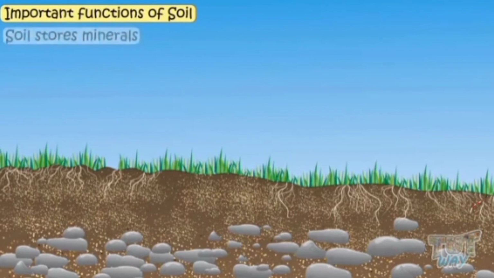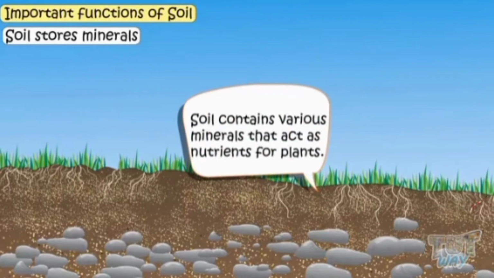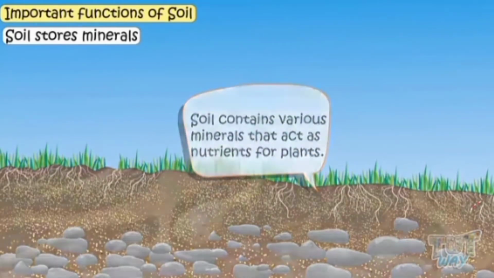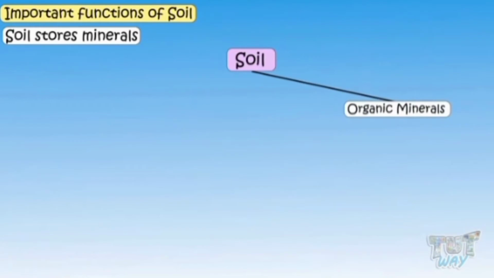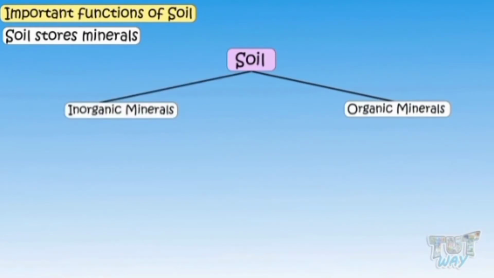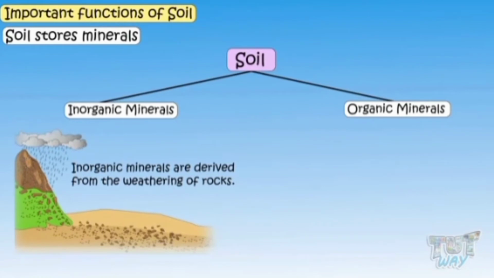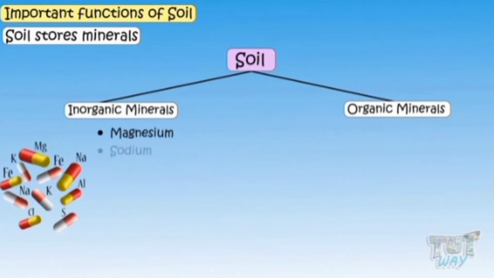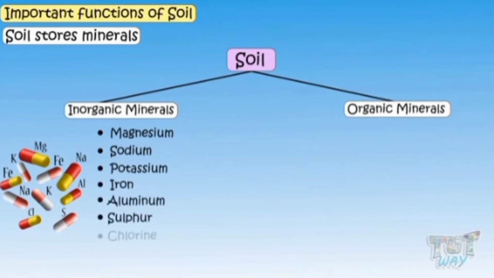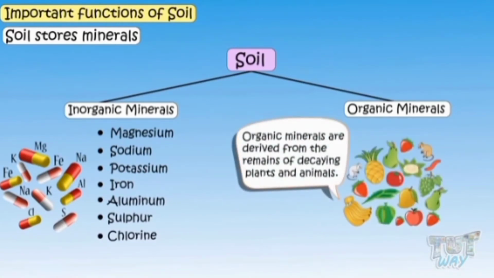It stores minerals. Soil contains various minerals that act as the nutrients for the plants. Soil contains both organic and inorganic mineral matters. Inorganic minerals are derived from weathering of rocks, and they can be magnesium, sodium, potassium, iron, aluminum, sulfur, chlorine. And organic minerals are derived from decaying plant and animal remains.